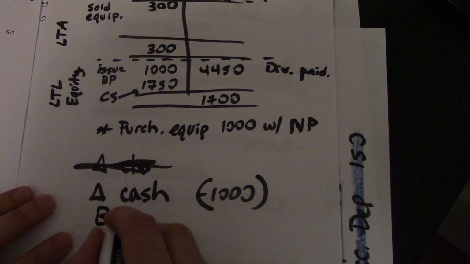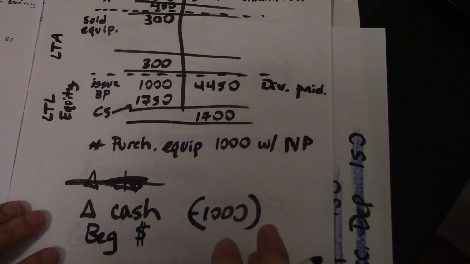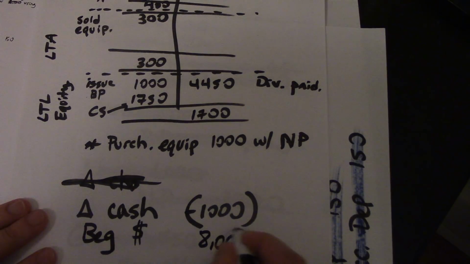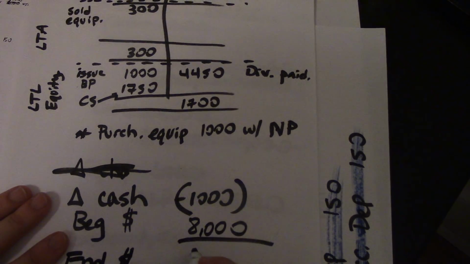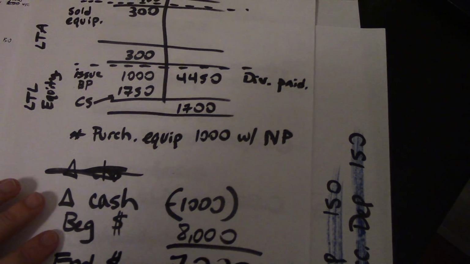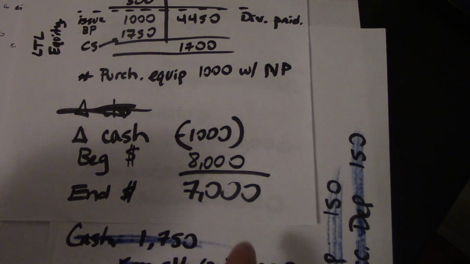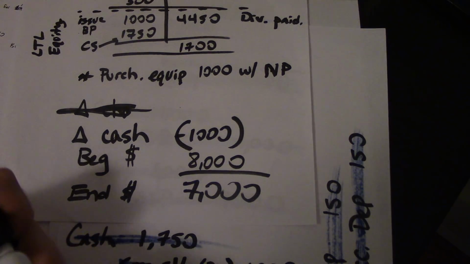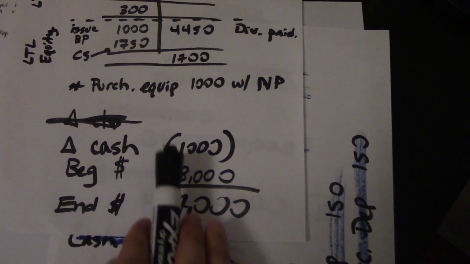And as a final check, we look at our beginning cash. Our beginning cash looks like it was 8,000. Therefore, our ending cash should be 7,000. And if you look back at our balance sheet, that is exactly what it says. And we know we're right. There we go.